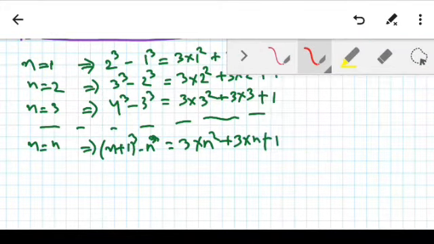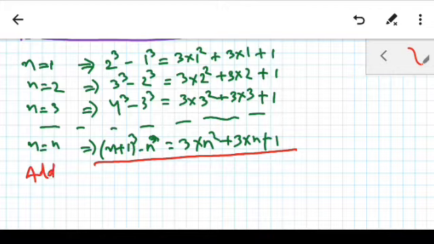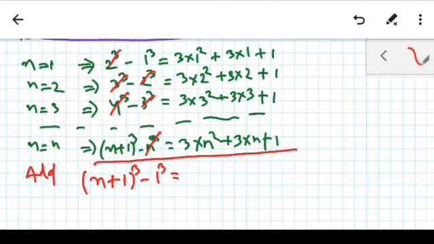Okay, look at this. You just add them. If I go on adding, you can easily see this one is getting cancelled with this one, this one is getting cancelled with this one. Always you can see the right hand side is getting cancelled, and in the left hand side I am left with n plus 1 whole cube minus 1 cube. Now here in the right hand side, 3 I take common, this is 1 square plus 2 square plus up to n square.